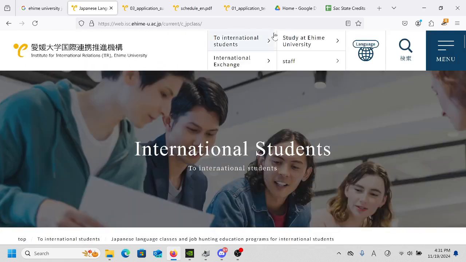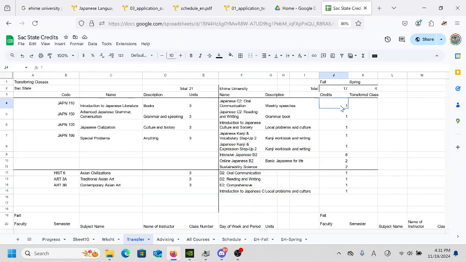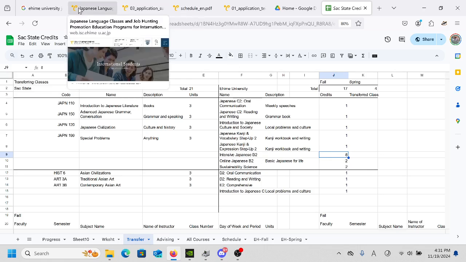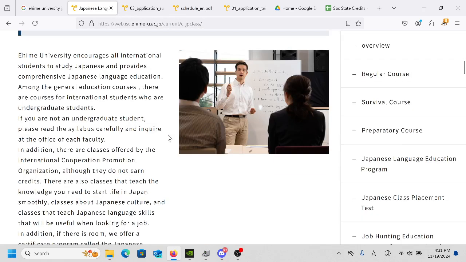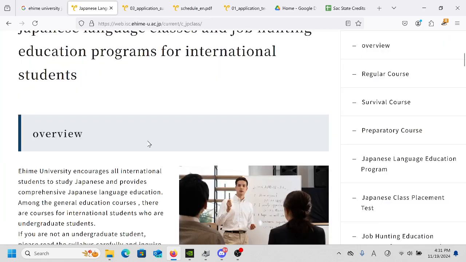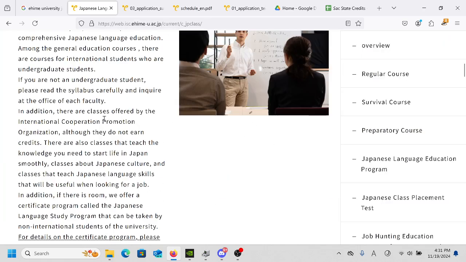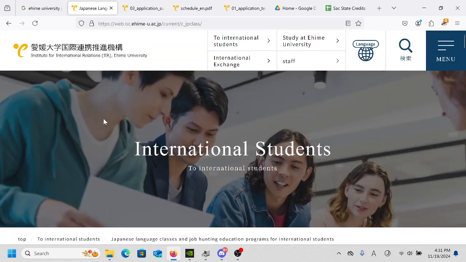Just keep in mind a lot of these classes are like 1 unit. So for me right now, 1, 2, 3, 4, 5 classes, 5 units. I'll have to mess around with intensive, maybe just say it's actually worthless credits. But you should be fine. For the first semester at least, don't worry about transferring credits as long as on paper it says you're taking 12 or more.